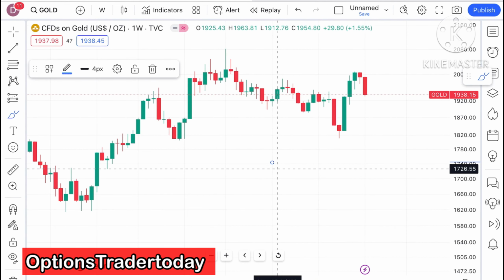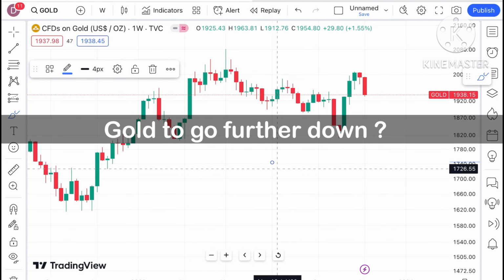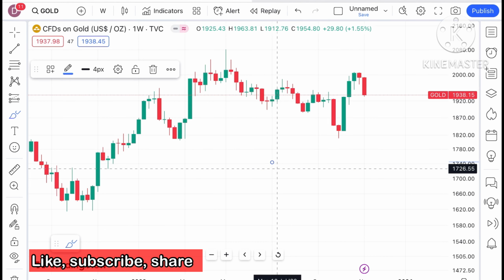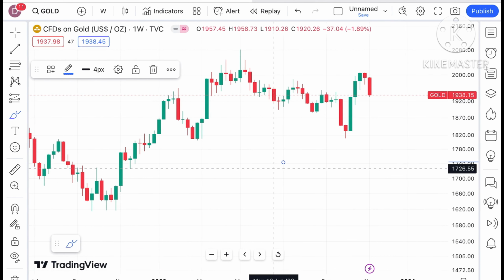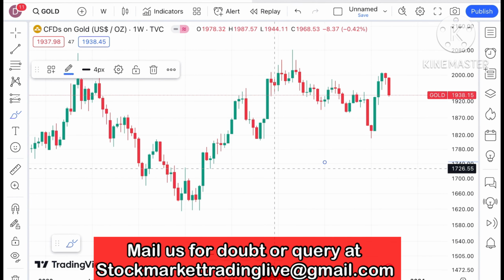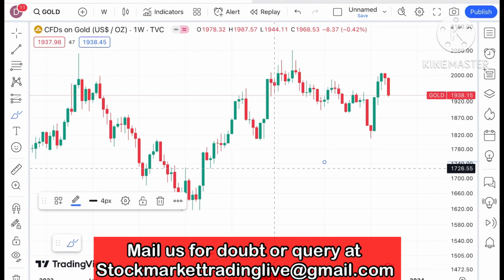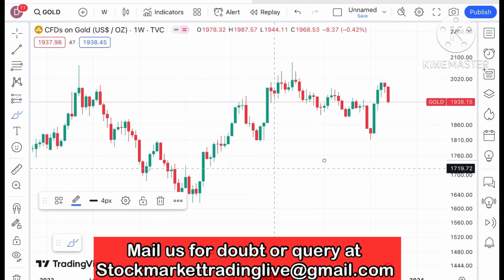So today in this video I will explain how the price of gold has moved in the last week and how the price of gold can move in the next week. If you look at the chart of gold, we can see that gold is trading at a level of $1938. One thing you have to understand looking at this particular chart is that gold is quite volatile.